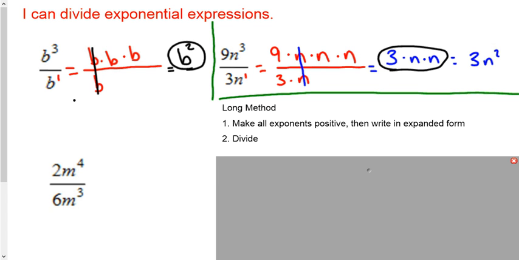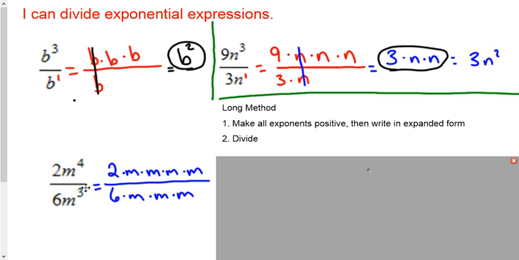Now, let's go through and finish this last one with this long method, and then we'll come back and show you the shortcut, show you a few more examples, and then get you some practice and check problems. Here we go. 2 times m times m times m times m. Put our fraction bar in. And 6 times m times m times m. Now, 2 divided by 6 is a repeating decimal.